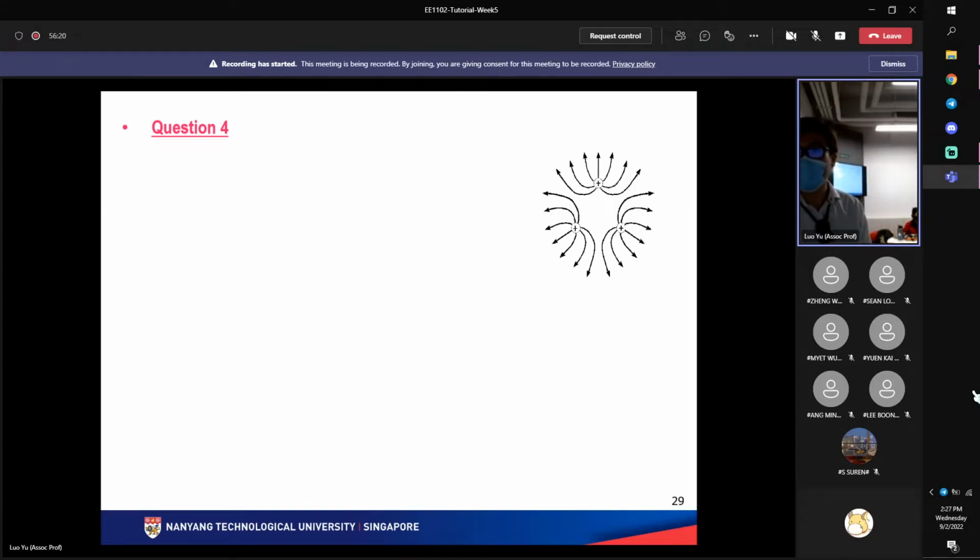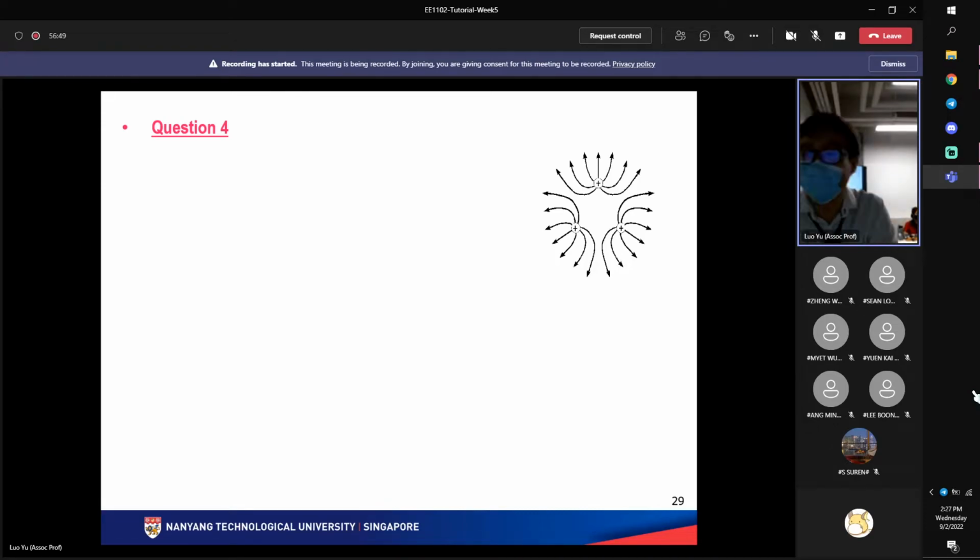So the last part is, now here we have three identical charges. I want you to find a point within this equilateral triangle where the total electric field is zero. So first, can you give me a guess? Which point do you expect the electric field to be zero? Center. Yes, very good. It should be exactly at the center.